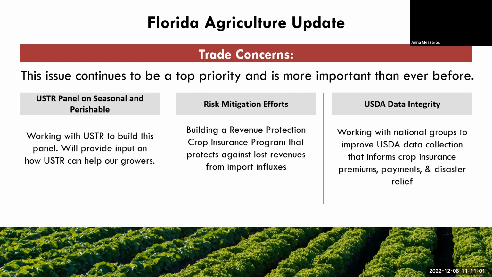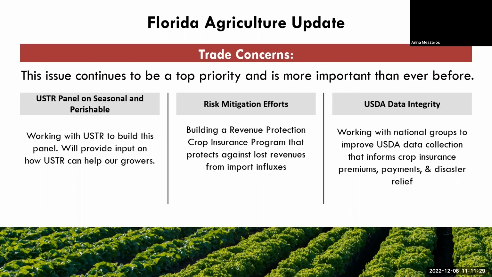It's more important than it ever has been before, as we're hearing growers say, I'm out, I can't compete. And then they look to us and say, what can you do? So we have the USTR panel on seasonal and perishable that came out of our Section 301 petition. We're working with USTR to build this panel. The charge of that panel is basically going to be to look at the seasonal and perishable product issues in the Southeast and try and come up with a solution for us.